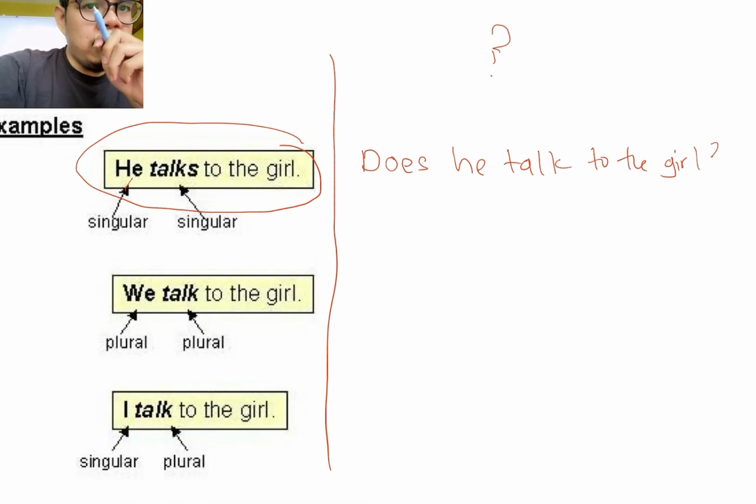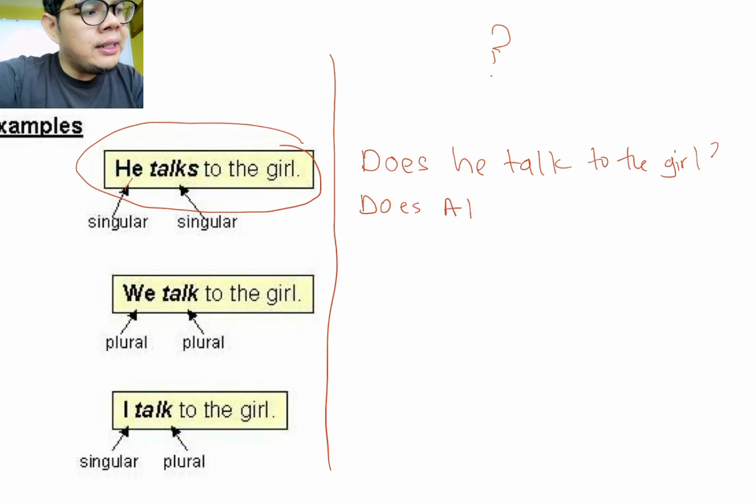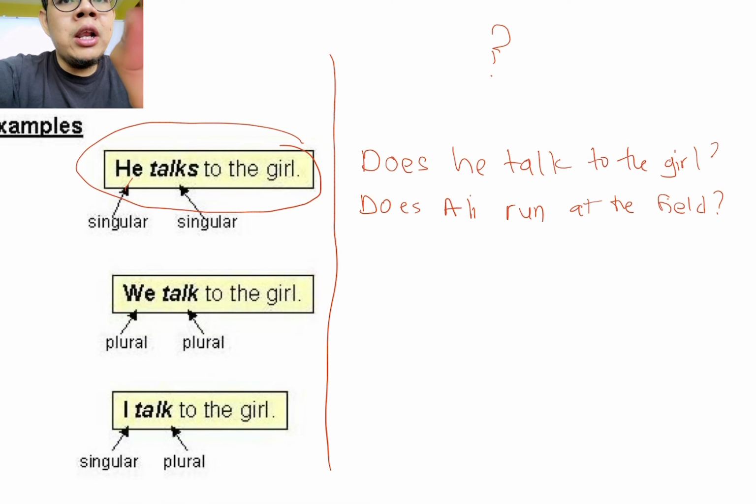Do you understand me? Or let me give you another example. Like another example of singular subject. Okay, Ali. Does Ali run at the field? I ubah sikit ya. Now, look at my subject. Which one is my subject? Ali. Ali is singular or plural? Singular, right? So, how many verbs I have if my statement is in a form of interrogative? Maksudnya, berapa verb yang I akan ada kalau ayat I dalam bentuk soalan? Two. Run and does. Same goes to up here. Talk and does.